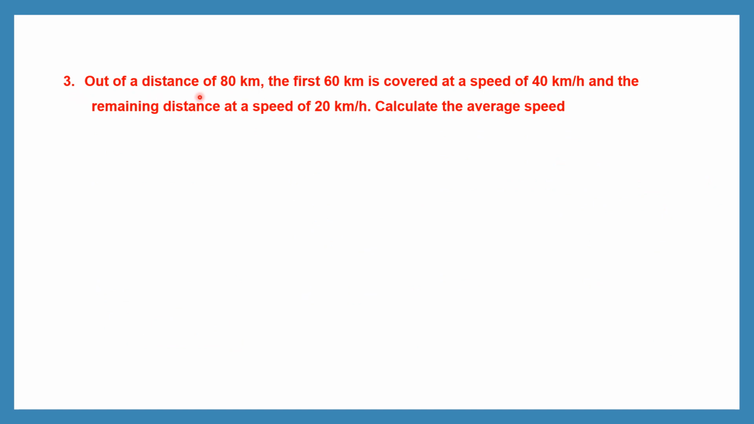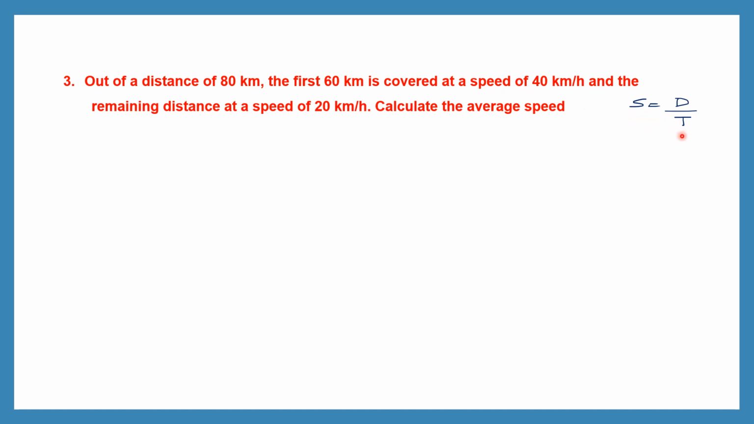Question 3. Out of a distance of 80 kilometers, the first 60 kilometers is covered at a speed of 40 kilometers per hour and the remaining distance at a speed of 20 kilometers per hour. Calculate the average speed. So when we are talking about speed, remember the formula for speed. Speed is distance by time. Now if we have distance and time, we are able to find speed, isn't it? Now here, let's see if distance is given. Distance is given for 60 kilometers. Now time is not given, but speed is given.